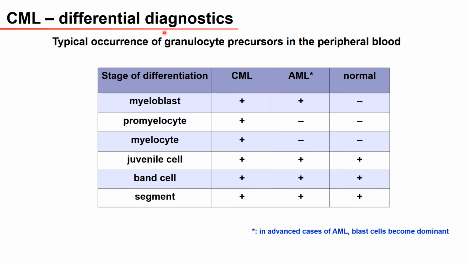Now, the previous slide that I showed you in the periphery, how we can differentiate CML and AML. Again, here we do have every cell type in the periphery. In acute myeloid leukemia, we have a hiatus leukemicus, and normally we have only the matured cells in the periphery.